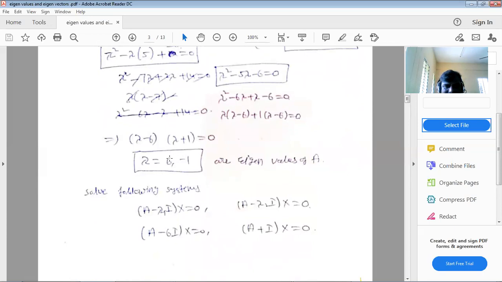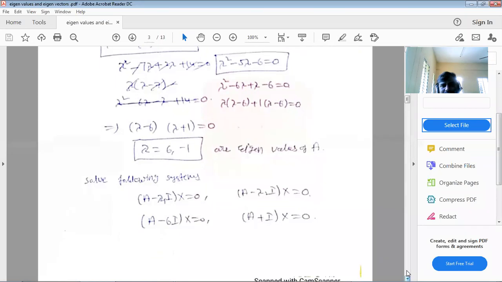Lambda is lambda 1. This is called lambda 2. These are called eigenvalues. The set of eigenvalues are called spectral values, sometimes spectral. And the set of all eigenvalues is called the spectrum of the matrix.